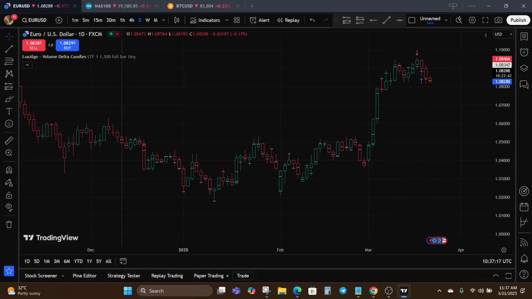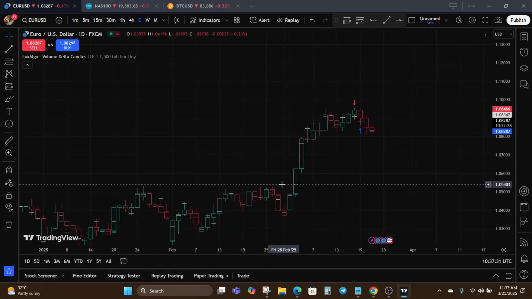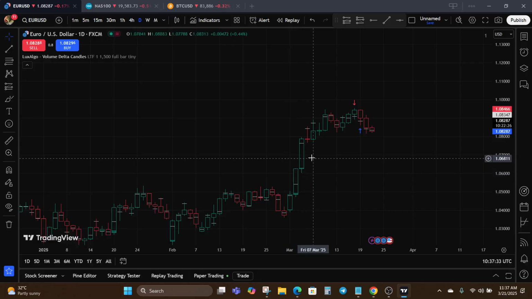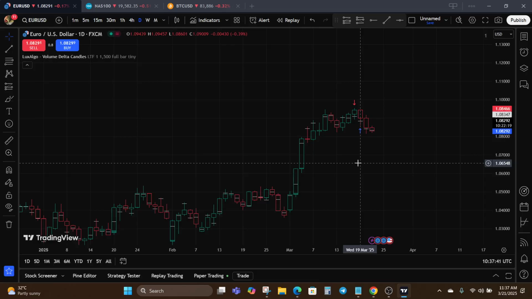First of all, let us define what volume delta candles are. Unlike traditional candlesticks that only show open, close, high and low prices, the volume delta candles add a new dimension, which is buying versus selling pressure. Each candle tells us how much buying volume versus selling volume occurred within that period.